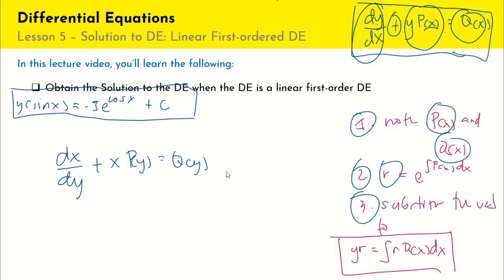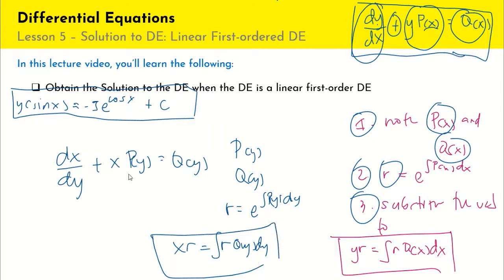Susundin nyo lang din naman yung format. So, magiging py, tapos magiging qy, tapos magiging r is equals to e raised to py, tapos hindi na dx siya, magiging dy na. Okay? Tapos ganun pa rin. So, magiging x times r is equals to integral of r qy dy. So, yan na. Kapag naging dx over dy na, kapag bumaliktad na, titingnan niyo na mabuti yan na baka magkabaliktaran yan.